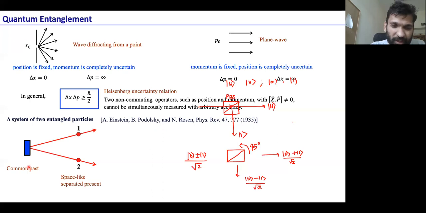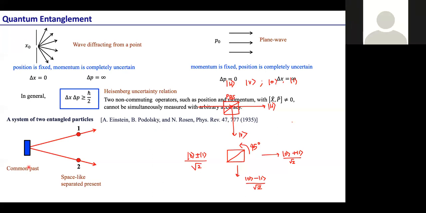Sorry, so we have a question. When we discuss wave diffraction, whatever photon passes through the slit, its position is constrained by the size of the slit and its momentum is uncertain. But for the plane wave, the momentum is fixed, so how is the position uncertain? The particle would be traveling in one direction only.